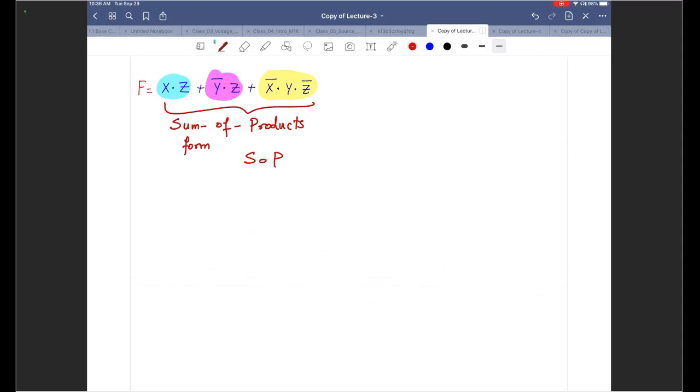I'll be talking more about the test soon, but today let's focus on the thing at hand. What are we talking about? We are talking about this expression and converting it to a canonical sum of products.